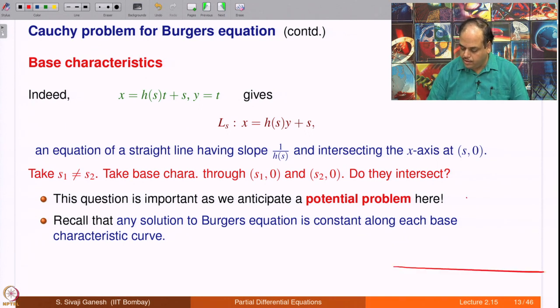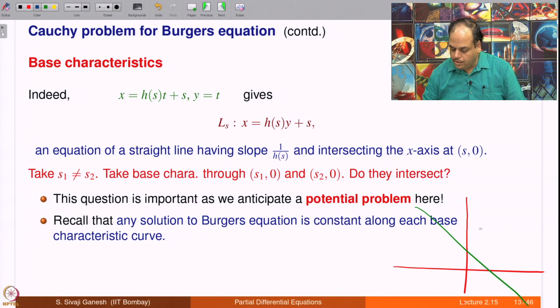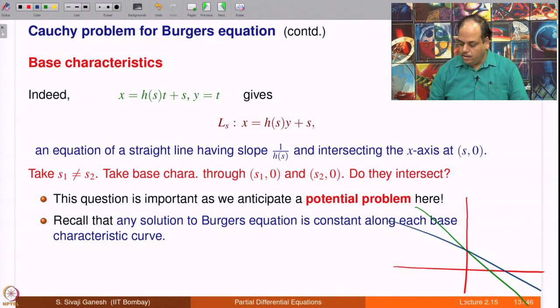For example, we had this, and we had a base characteristic curve like that, and we had a base characteristic curve like that, okay. So, this point is (S1, 0), this point is (S2, 0). What we saw is any solution of Burgers' equation has to be constant on each base characteristic curve, and what is the value here? It is h(S1) and here this is h(S2), this is h(S1). So, therefore, on the green line it is h(S1), on the blue line it is h(S2).